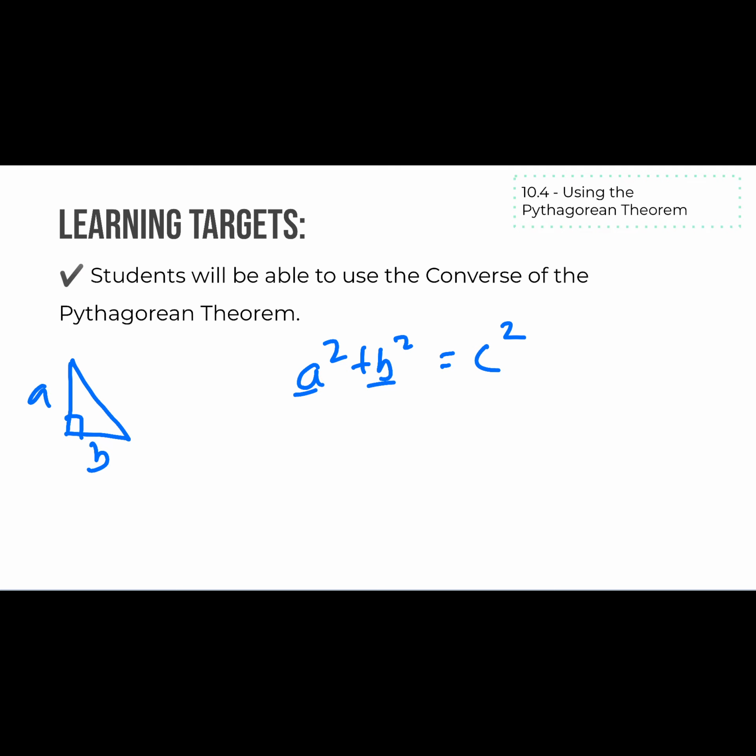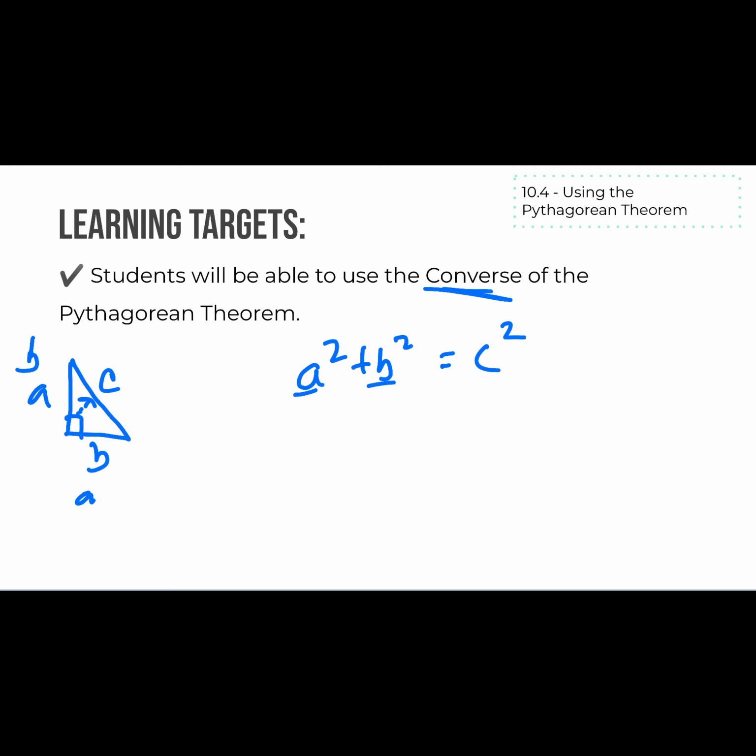So we could say A and B, or we could say B and A. It doesn't really make a difference. But good, that's our Pythagorean theorem. And then C is our hypotenuse, kind of as a given. It's across from the right angle. Perfect.